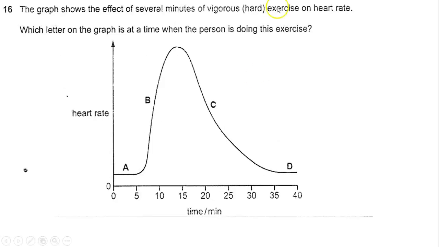Next question. The graph shows the effect of several minutes of vigorous exercise on the heart rate. Which letter on the diagram is at the time when the person is still doing the exercise? It is here. He is increasing the heart rate, right? So why didn't I choose C, though it is in the high curve also? Because here the curve is decreasing, which means that the person started to rest, while here it's still increasing, which means that the person is still doing the exercise.